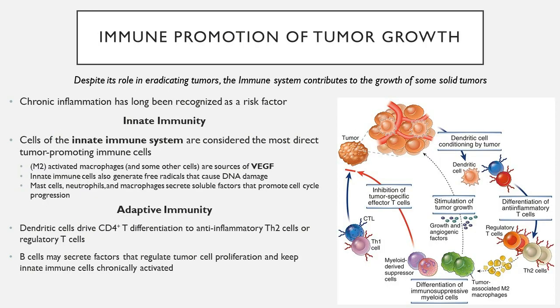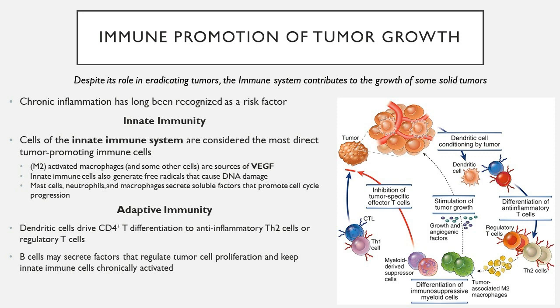Now, unfortunately, sometimes the immune system just doesn't work on our side. And there's a lot of different ways in which the immune response promotes tumor growth. And we actually knew this well before some of these mechanisms were understood, in part because we knew that people with chronic inflammations or chronic inflammatory diseases were long recognized to have a risk for cancer. Now, some of the most direct tumor-promoting immune cells belong to cells within the innate immune system.